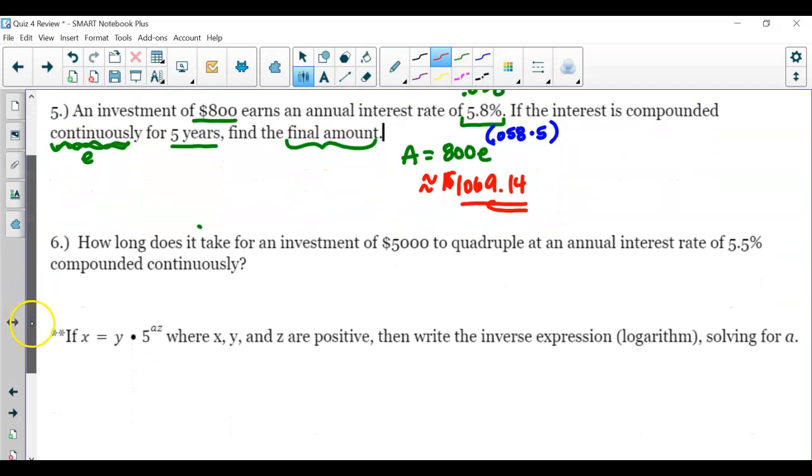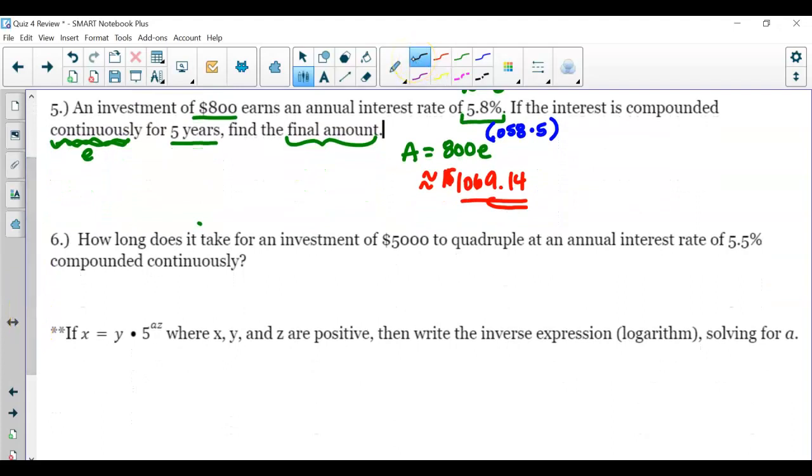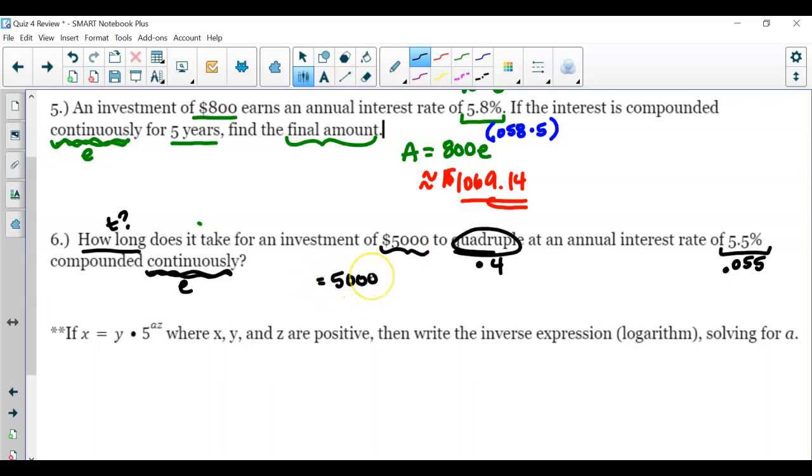And so now here in question number 6, a little different. How long does it take? So now we're looking for the time. How long? How many years does it take for an investment of $5,000 to quadruple, meaning we are multiplying by 4, with our interest rate of 5.5% or 0.055, and then compounded continuously. So because again it's continuously, we are going to use our function e here. But now we're quadrupling. So we're starting at $5,000, which means if we're quadrupling, what are we ending at? Well, we're multiplying that by 4, which is 20,000.